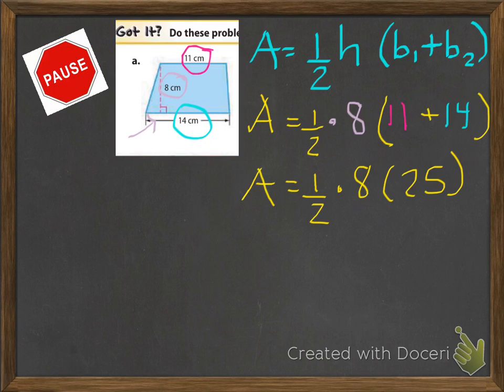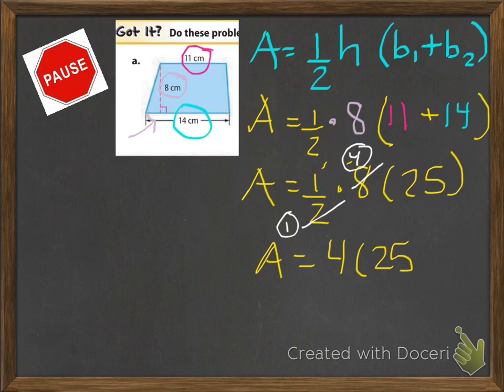So now you can go ahead and look at cross simplifying. We can cross simplify the 2 and the 8. 1/2 times 8, you're going to get 1 on the bottom, 4 on the top. And then you will be left with area equals 1 times 4, so that 1 times 4 gives you 4 times 25. And then your final piece is going to be area equals 100.